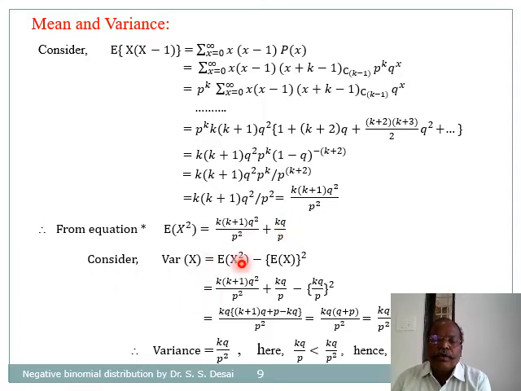Therefore variance of x is equal to expectation of x square minus expectation of x bracket square. So by substituting the values and by simplification, finally we get k into q divided by p square. So therefore variance here is k into q divided by p square.